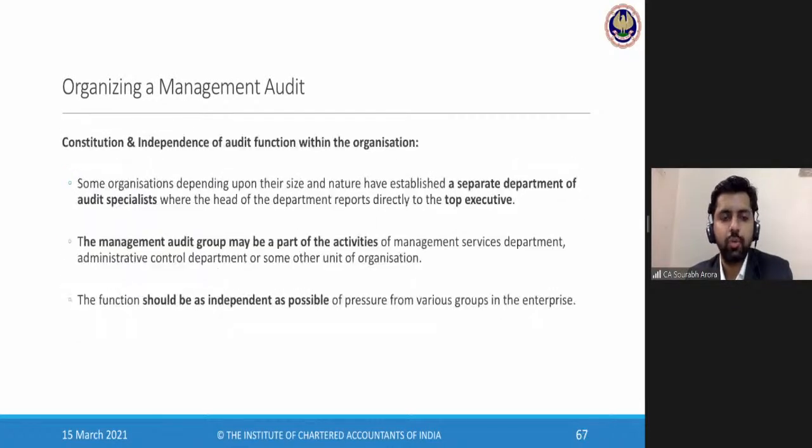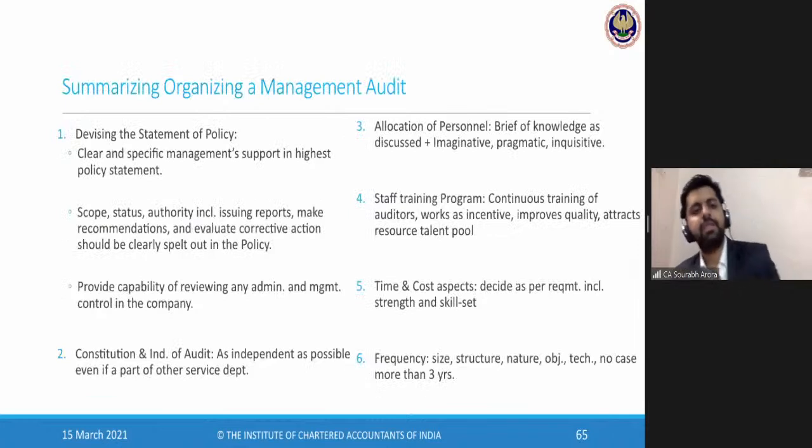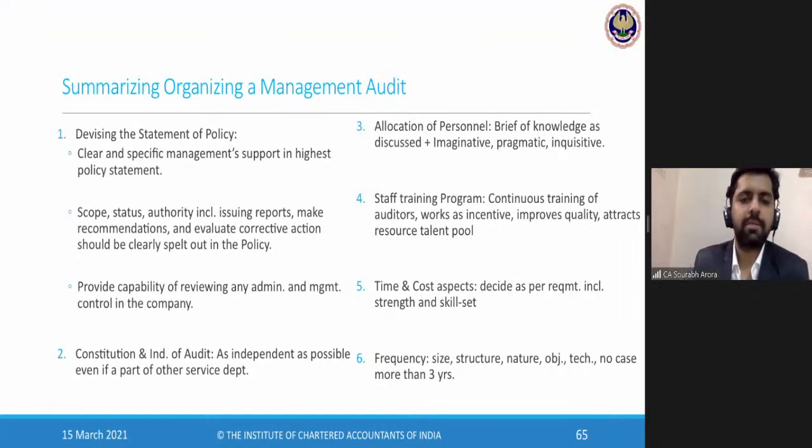Now we can quickly glance through the summary slide that we have prepared over here. Devising the statement of policy. In organizing a management audit, the first step is devising the statement of policy, and what does it require? Clear and specific management support in the highest policy document. Highest policy document, underscore that. Scope, status, authority, including issuing reports, making recommendations, and evaluating the corrective action plan should be clearly spelled out in the policy. Even the authority, the status, and the scope should be clearly spelled out in the policy.